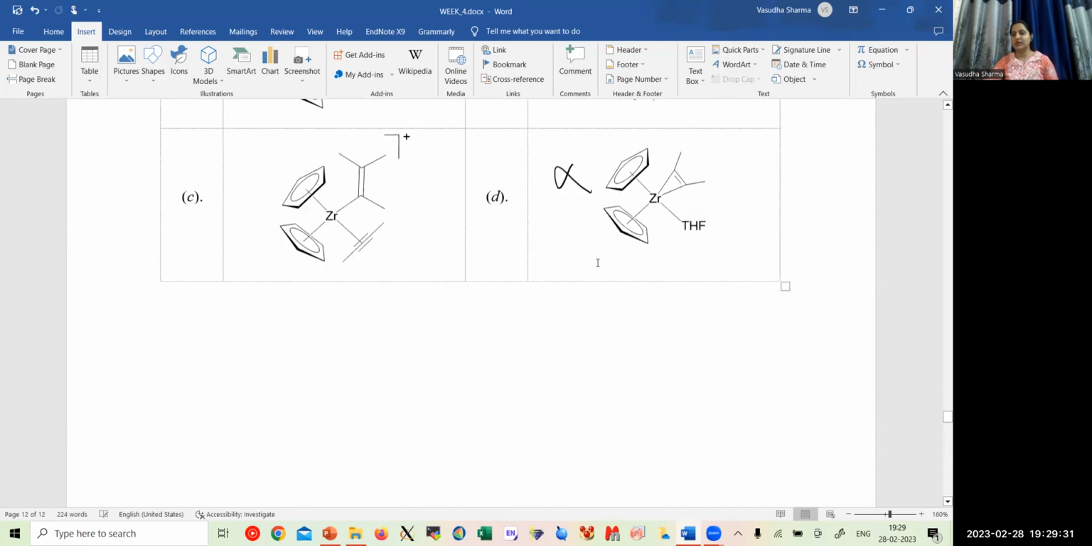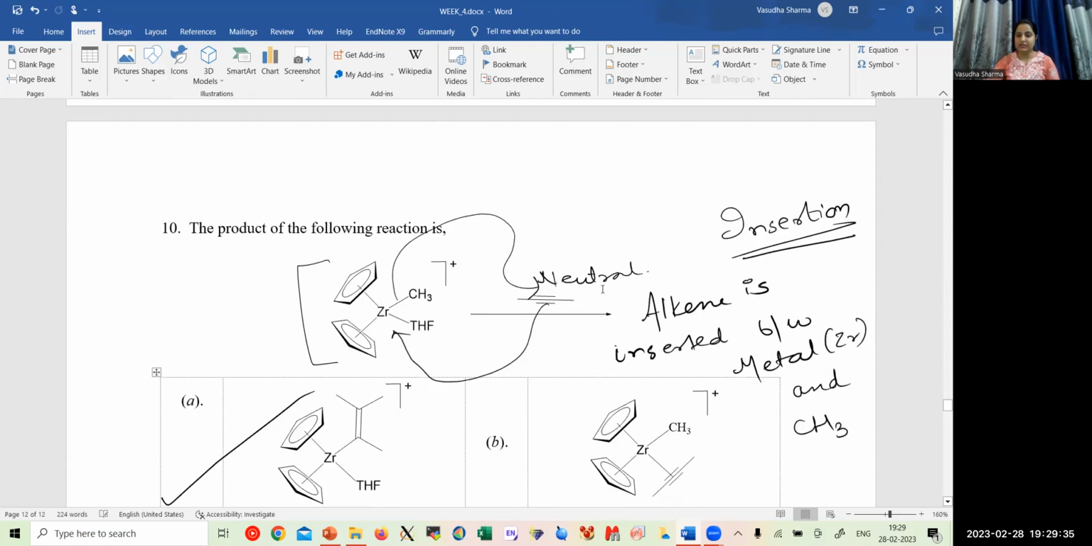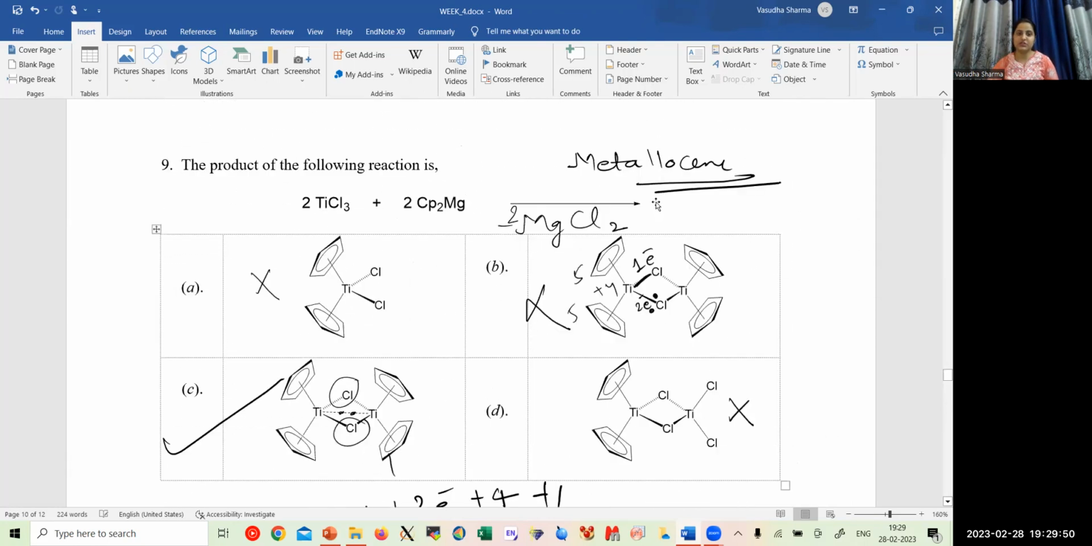Besides that, there were reactivity questions that we have covered so far. For example, here, the alkene insertion that we have seen, how the metal-R, this is nothing but your metal-R, and alkene is coming and getting inserted into it. So this is the metal insertion reaction, alkene insertion reaction.